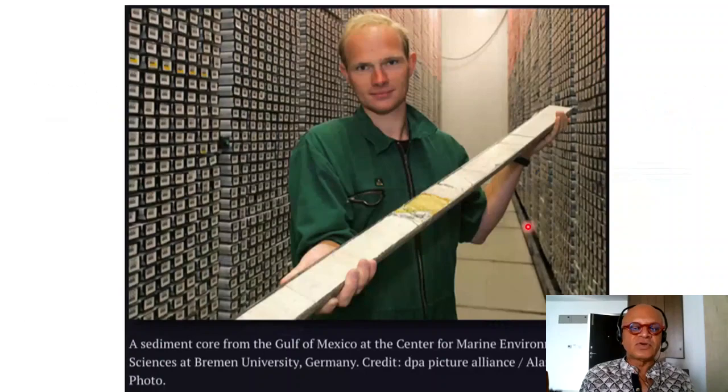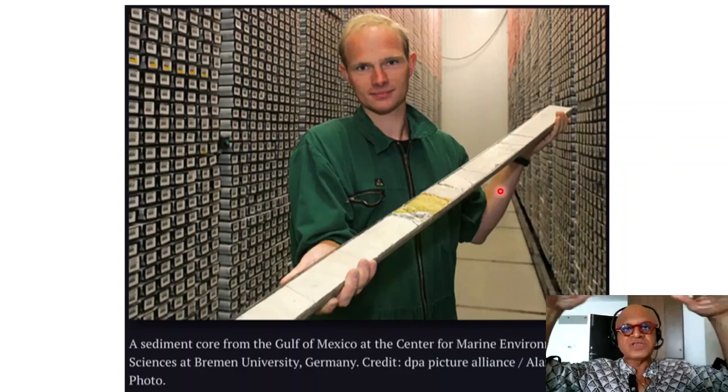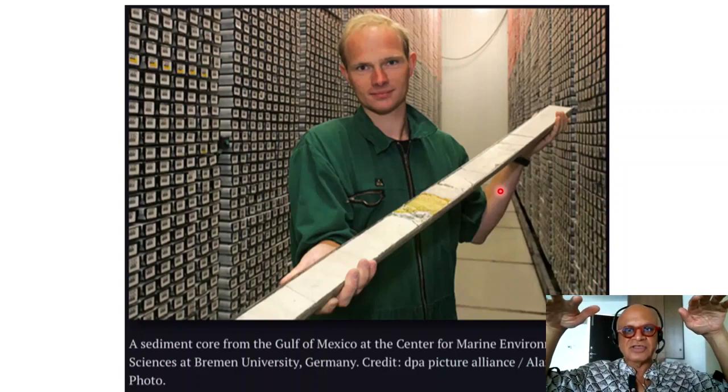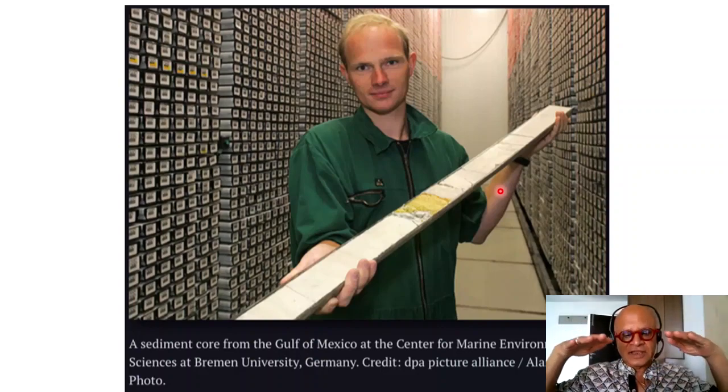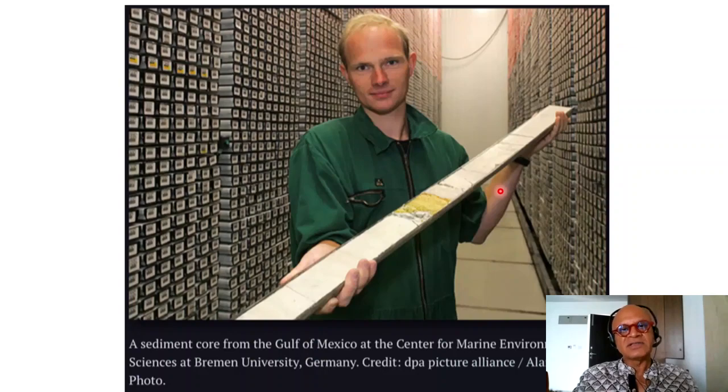Okay, so this is a sediment core from the Gulf of Mexico at the Center for Marine Environmental Sciences at Bremen University. So the ocean is producing photosynthesis, biological activity near the surface where there is enough light and nutrients. Those things die and fall to the ground. Of course, other material falls as well. And slowly over time, it gets compacted and more sediment falls on top. So you have sediment cores.